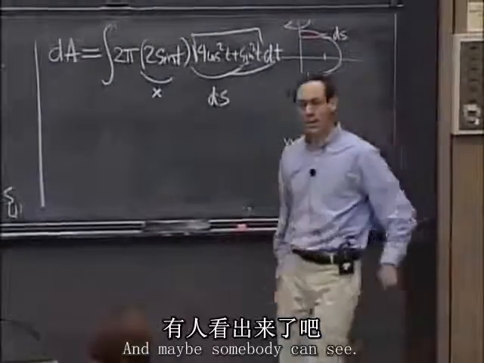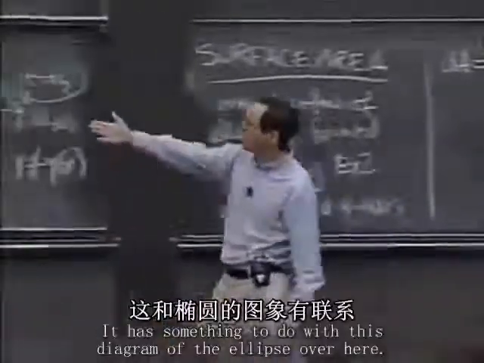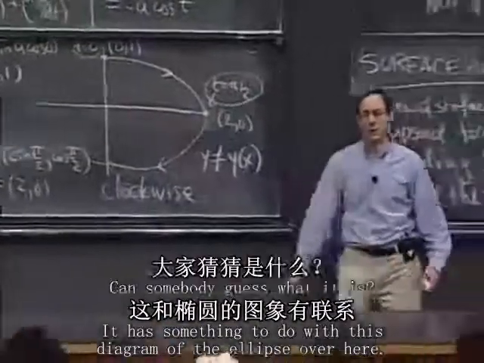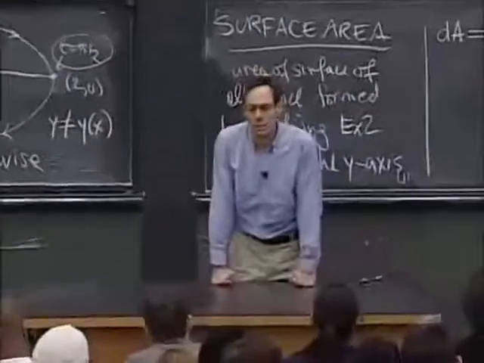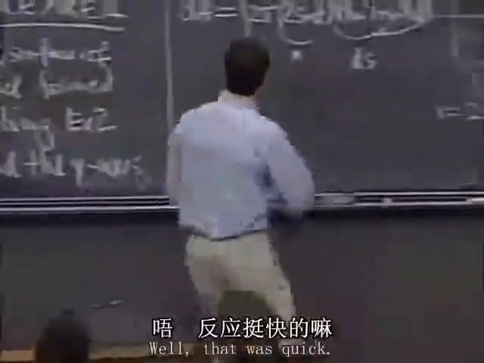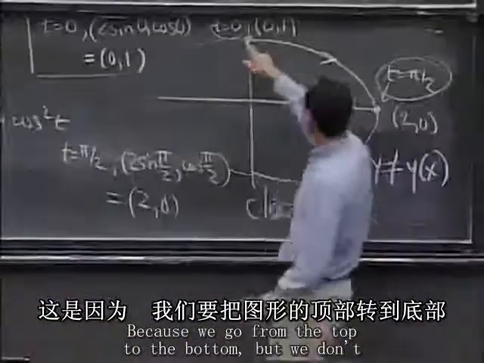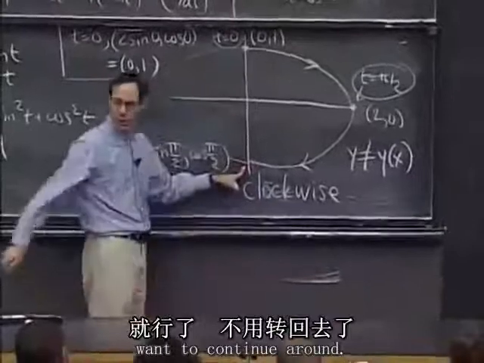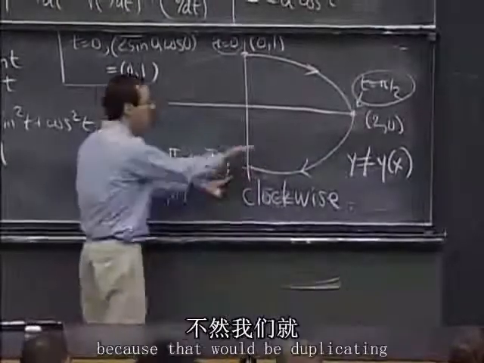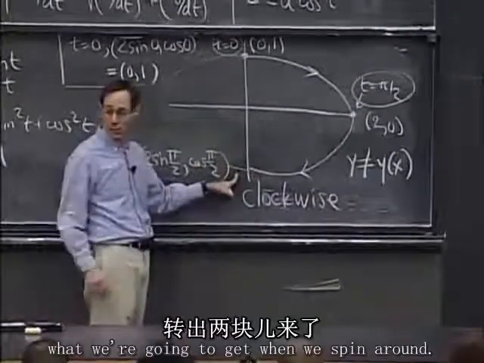And maybe somebody can see. It has something to do with this diagram of the ellipse over here. Can somebody guess what it is? 0 to pi. Oh, that was quick. Wow. All right, that's it. Because we go from the top to the bottom, but we don't want to continue around. We don't want to go from 0 to 2 pi, because that would be duplicating what we're going to get when we spin around. All right?